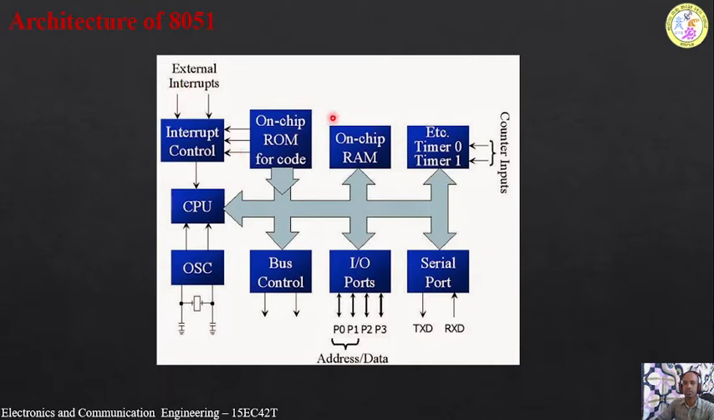So this is the block diagram of 8051 microcontroller. Here we can observe that it contains various sub-blocks like timer 0 and timer 1, counter inputs for these two timers, on-chip RAM, random access memory, and on-chip ROM, read-only memory. RAM is used to store the data, whereas ROM is used to store the code.